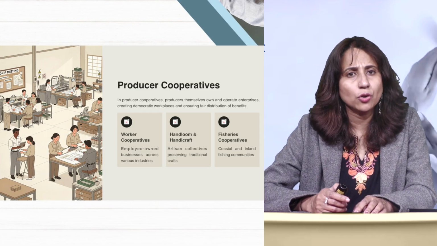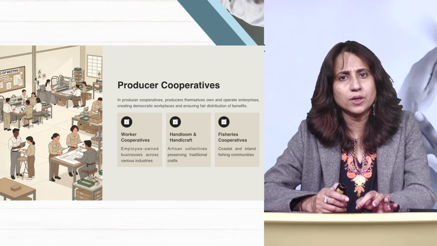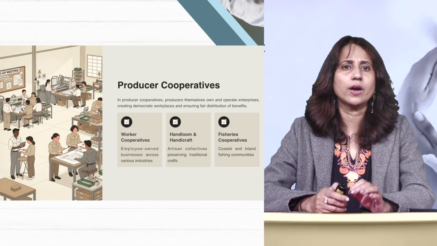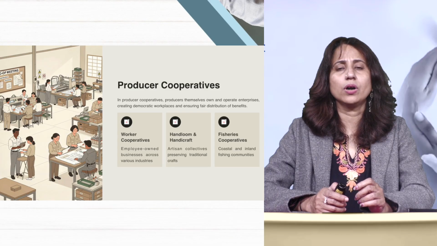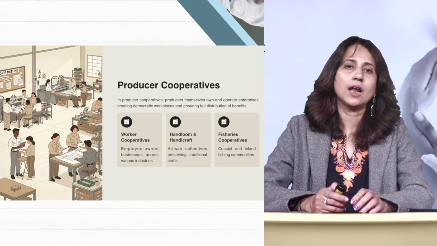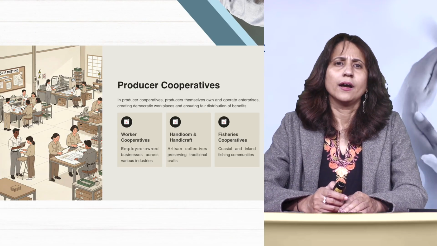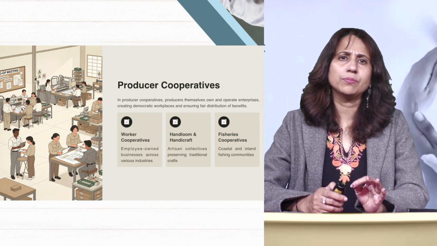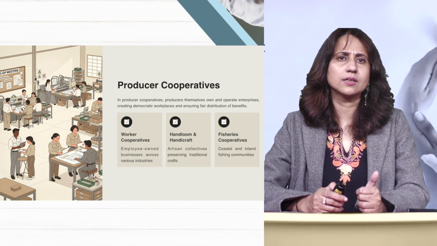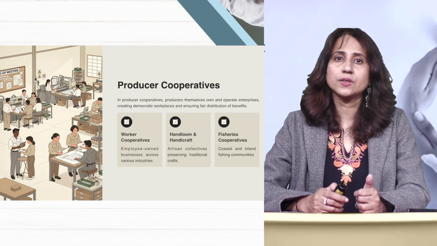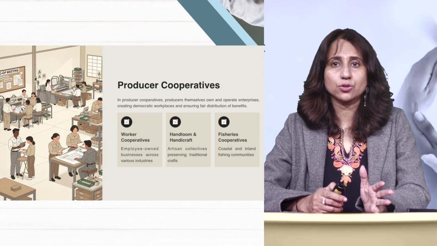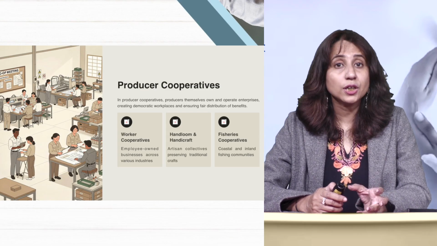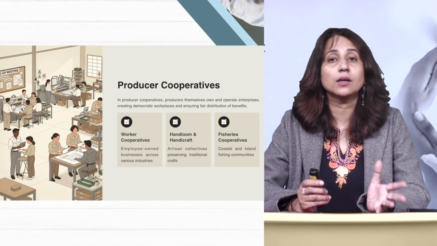Then we have to talk about the fisheries cooperative. So fisheries cooperatives organize fishing communities, providing equipment, credit, marketing support, and collective bargaining power to traditionally marginalized fishermen. Here are some cooperatives. First is the coastal fisheries cooperatives. Here, the marine fishermen form cooperatives for collective purchase of boats, nets and fishing equipment, reducing costs through bulk buying.